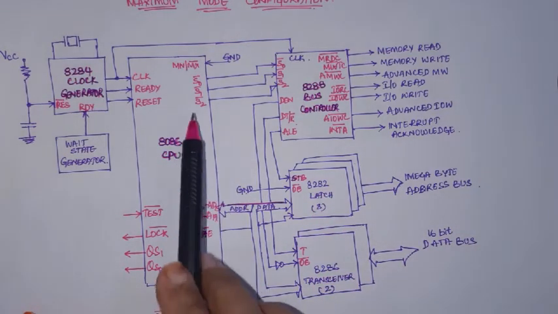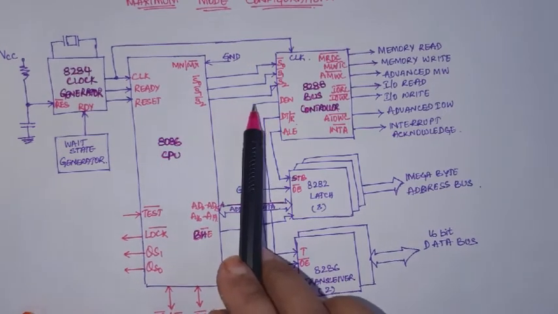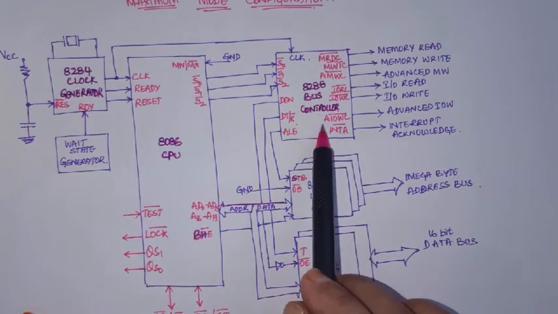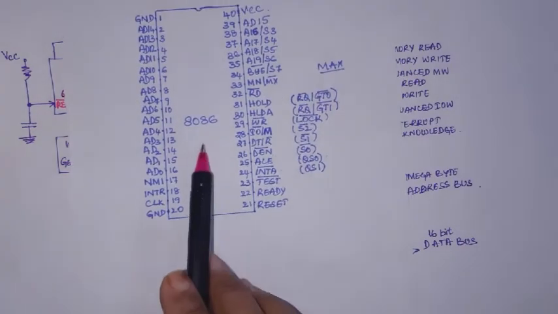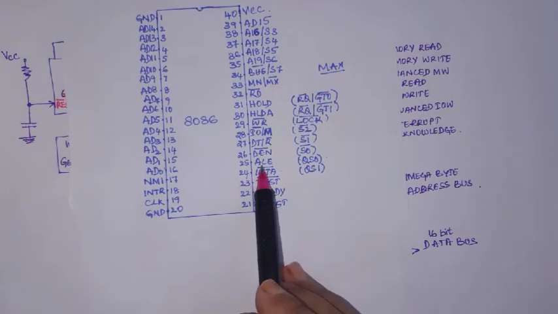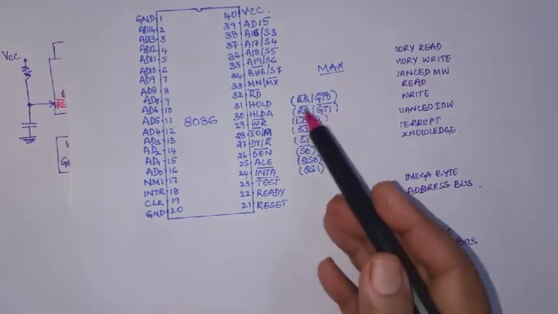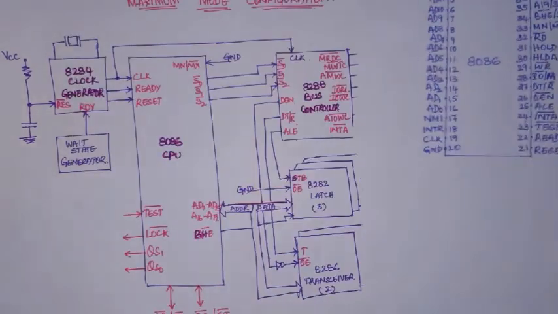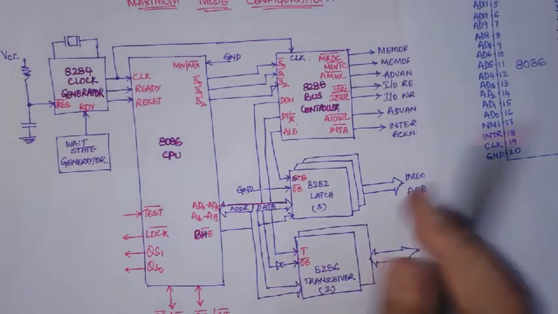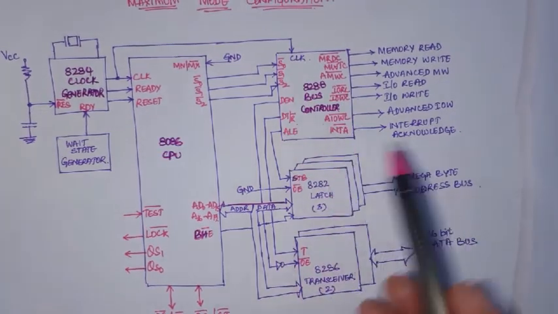Let us see. Here the status signals S0, S1, S2 bar are given as input to the 8288 bus controller, because some signals are missing in the maximum mode configuration. ALE is not there in maximum mode. The 25th pin, which was ALE in minimum mode, is now QS1. That means you don't have ALE here, and the control signals are generated by a different chip, the 8288 bus controller. This is the device which generates the control signals in maximum mode.